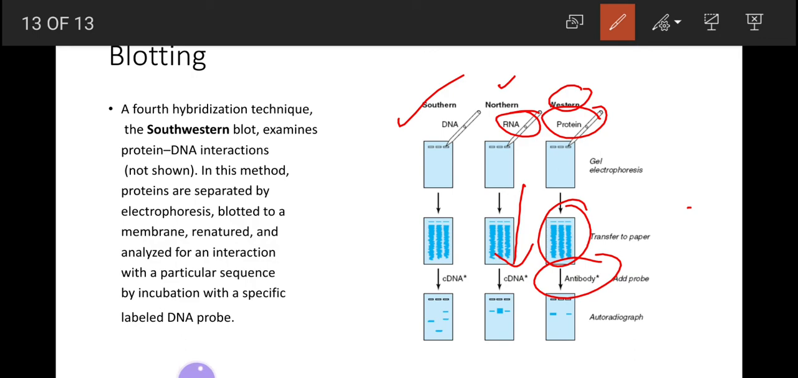There is another, fourth hybridization technique, which is called Southwestern blotting. It examines the interaction of protein and DNA. In this method, proteins are separated in the same way by electrophoresis, blotted to a membrane, denatured and analyzed for an interaction with a particular sequence by incubation with a specific labeled DNA probe. This is Southwestern blotting.